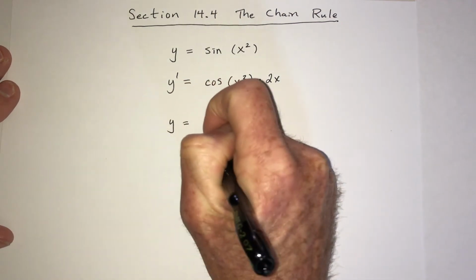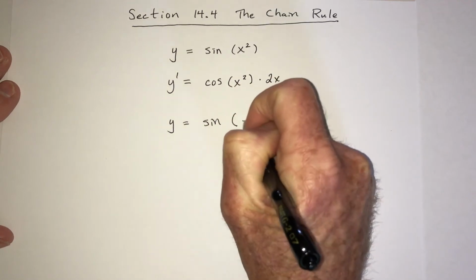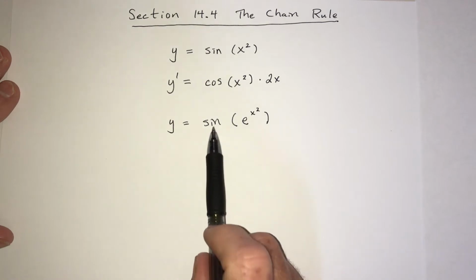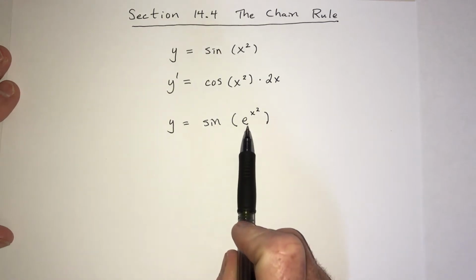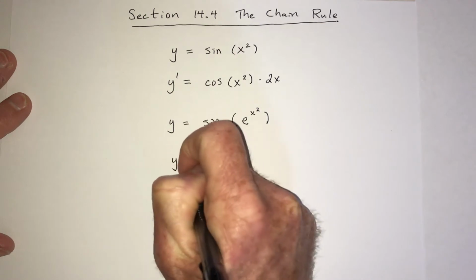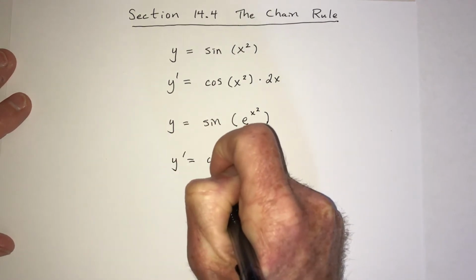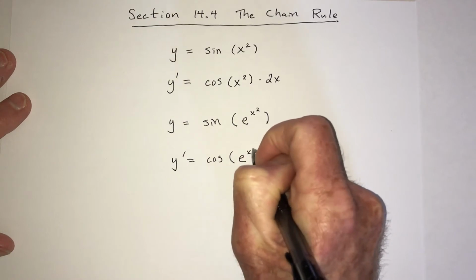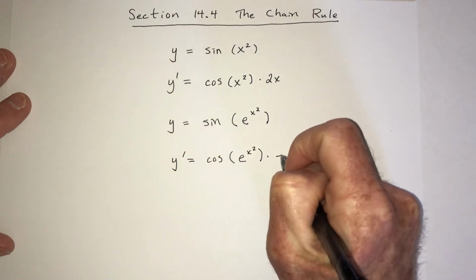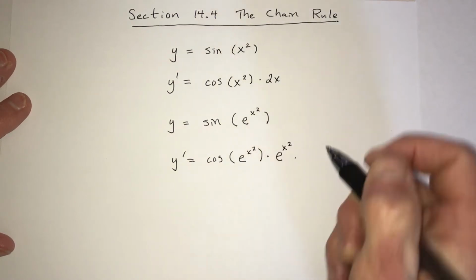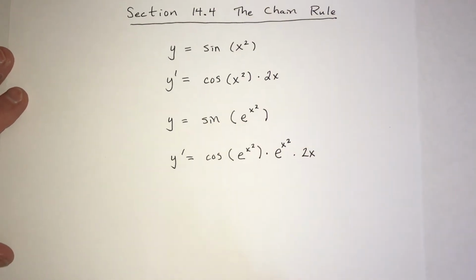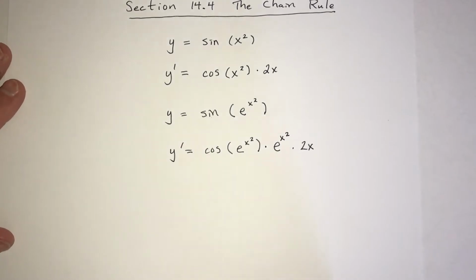Now, what about if it was a little more complicated? How about sine of e to the x squared? So now we have three functions. The sine function, and this e function was substituted into it, and then the x squared function was substituted into that. So the derivative will be, derivative of sine is cosine. Now do the chain rule. The derivative of the inside, well, the derivative of the e function is the e function. And now the derivative of x squared is 2x. Okay, so that was review.